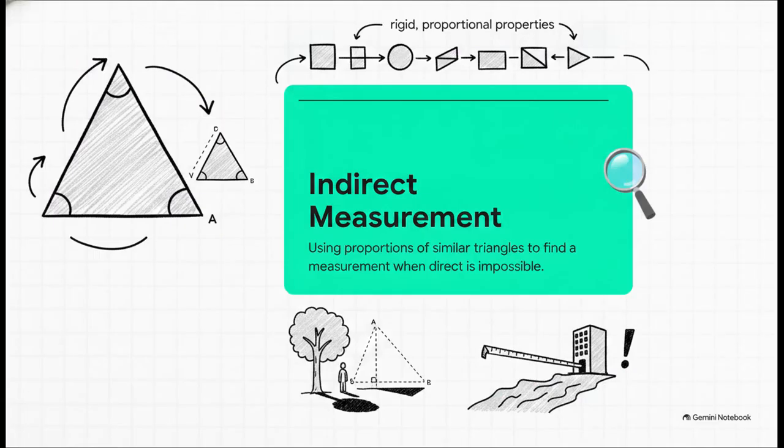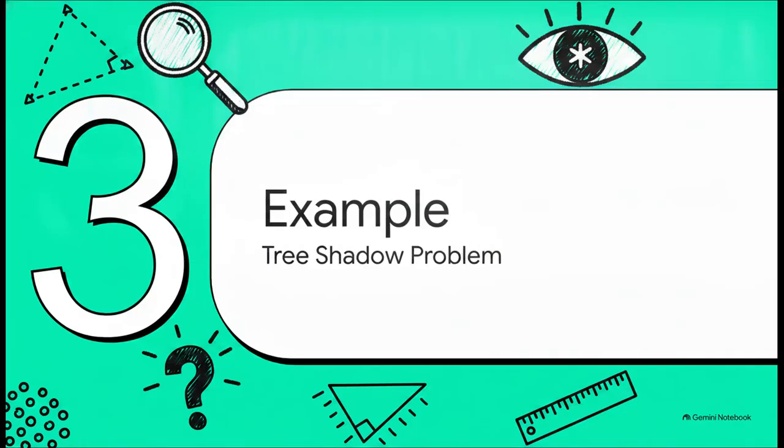Crazy, right? So the big takeaway here is that by understanding the rigid, proportional properties of these geometric segments, we can do some seriously amazing things. And this brings us right to indirect measurement. Basically, this is the process of using proportions, specifically those related to similar triangles, to determine a measurement when direct measurement is just totally impossible or super inconvenient. Let's see this in action in Section 3.